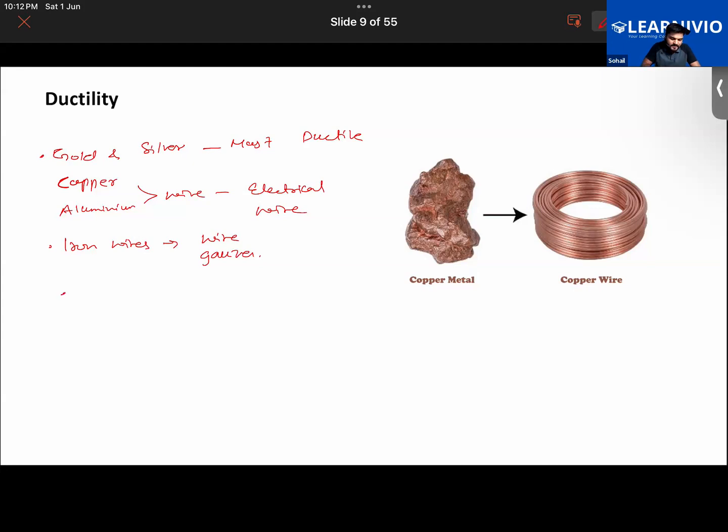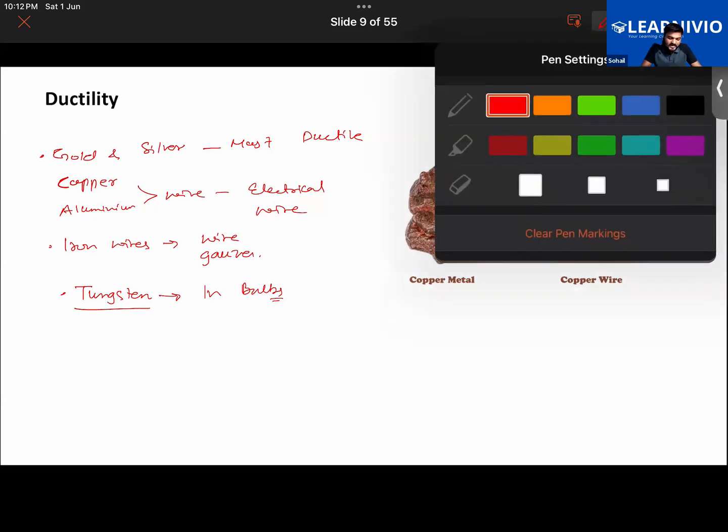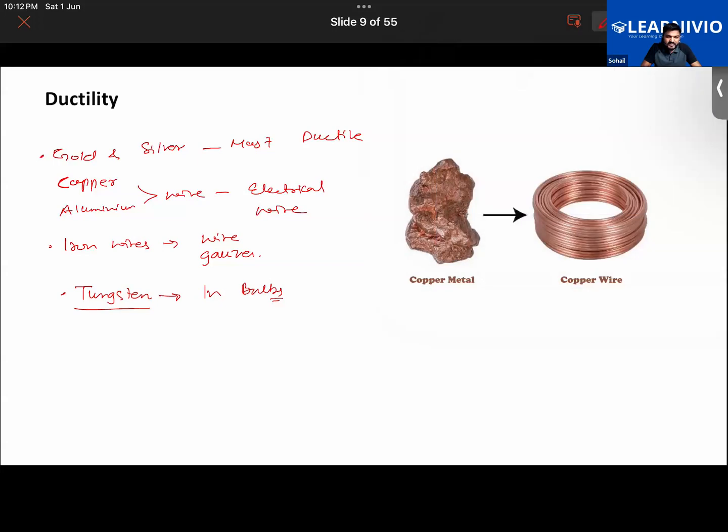Further, there's a metal called tungsten. You know where it is used? In bulbs. So it is also drawn into wire. So generally, we can conclude that almost all metals are ductile, except for which one? Mercury is not a ductile metal.